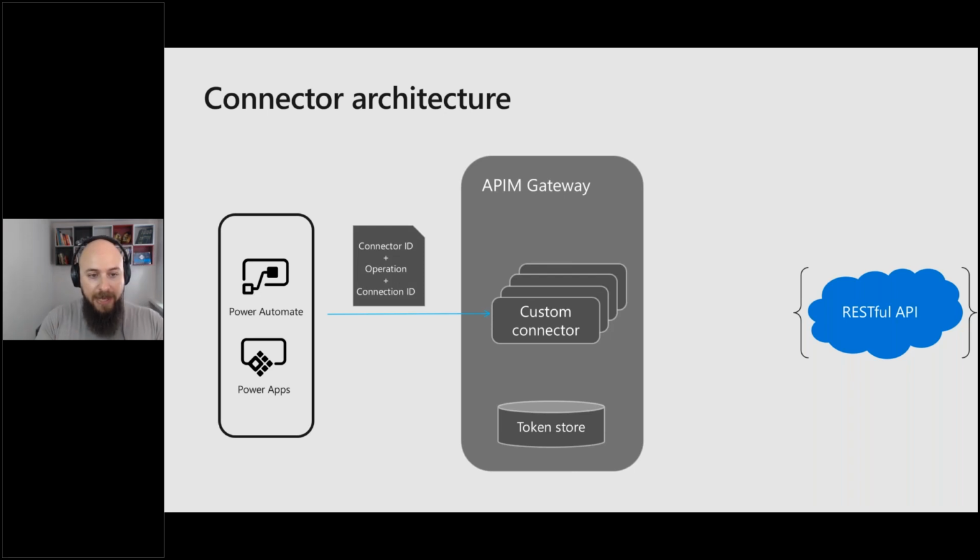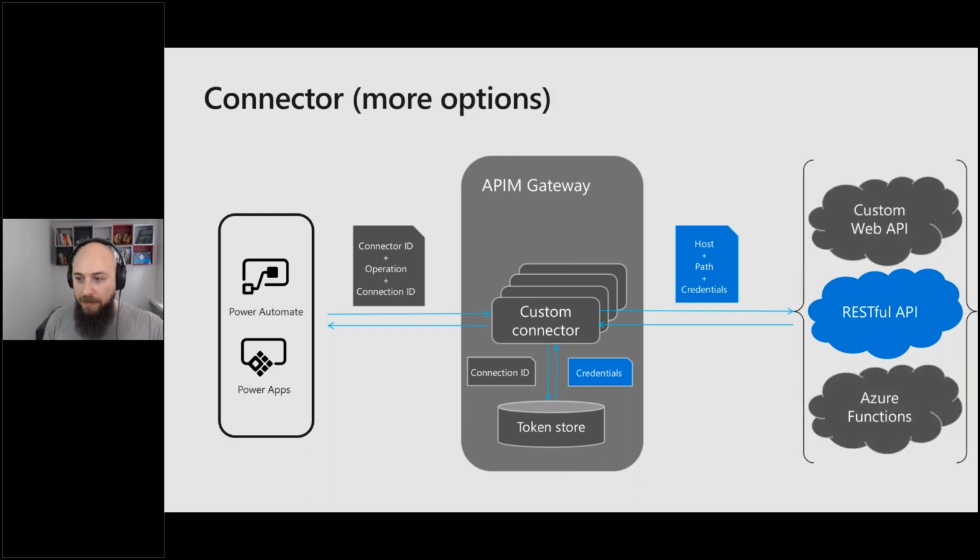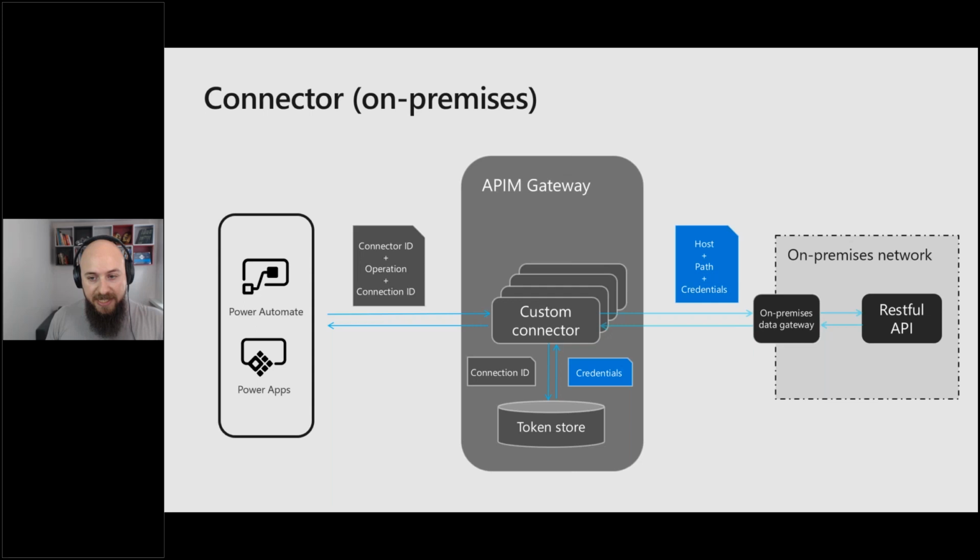And we have already defined a connector ID, an operation, and a connection ID, and that will be sent to the custom connector that is kept in the API management gateway. The connection ID is sent again to get the credentials to authenticate you against the API. The call is made to the host with the path and the credentials from the token store and the one that you've provided, and then the response gets back through the gateway to Power Automate and Power Apps. This also applies for custom web APIs, RESTful APIs, and Azure functions. If you're doing that on-prem, it's exactly the same. Everything is kept in a token store, but the only thing is this is going to be done through an on-prem data gateway, and that's it.